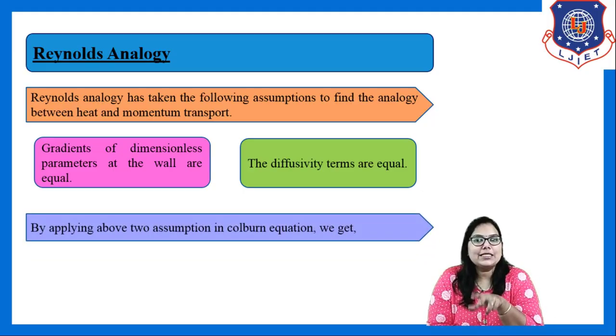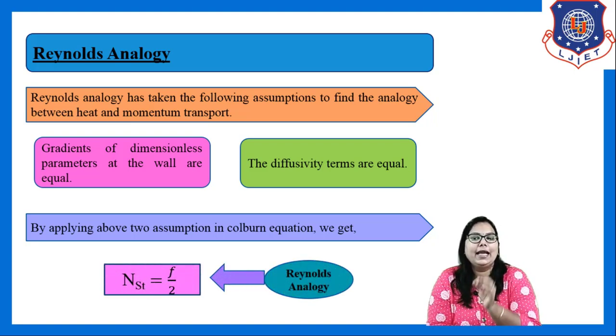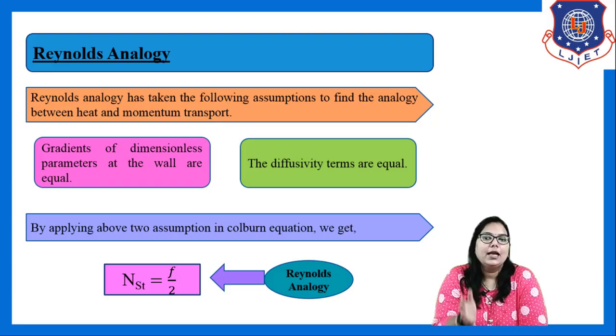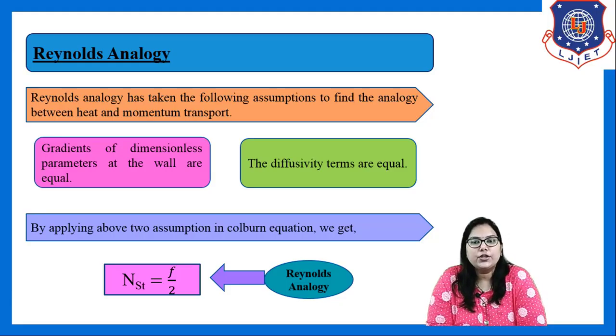So when we apply these two assumptions in the Colburn equation, we get NSt equal to f/2. NSt is the Stanton number, and Stanton number is h / (ρ Cp u). So h / (ρ Cp u) is equal to f/2, which is the Reynolds analogy, as it gives the analogy between heat and momentum transport. So this is the second analogy, the Reynolds analogy.